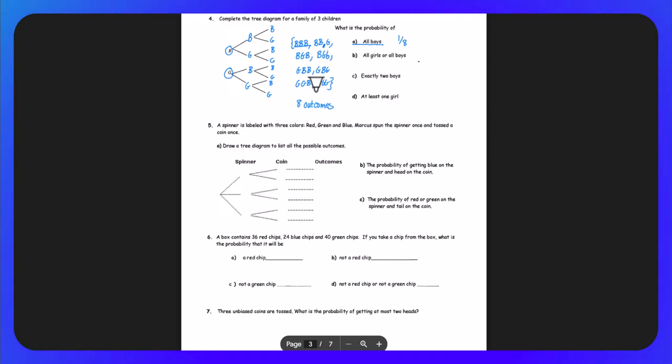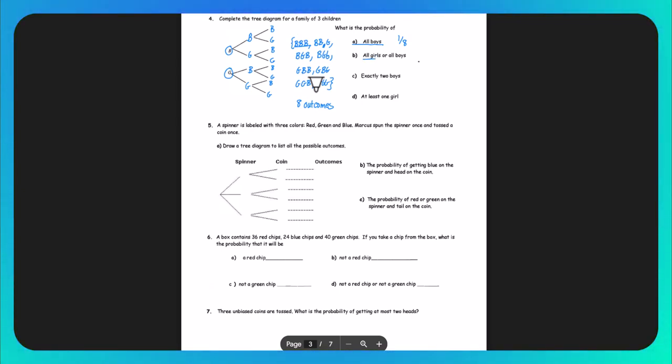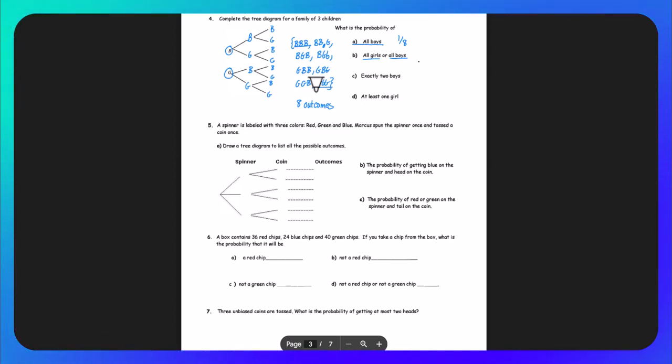What is the probability of all boys or all girls? Well, that one's a little different. We have to add the second outcome there. So that would be 2 over 8, but we don't want to leave it like that. We want to put it into reduced form, which is 1/4.